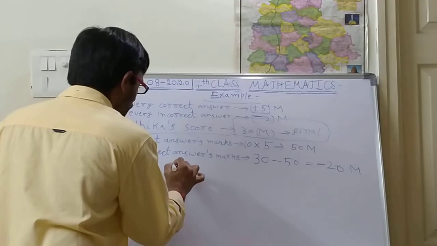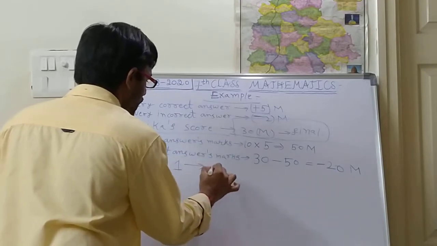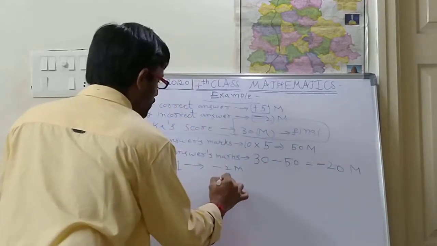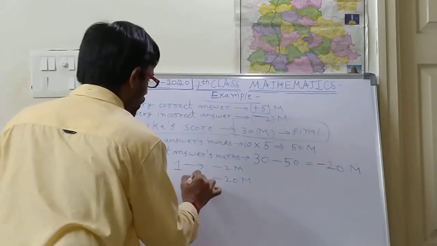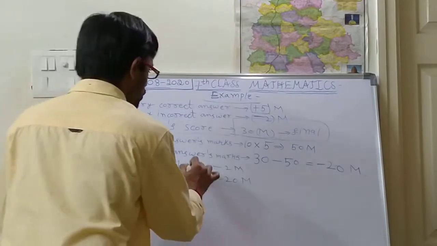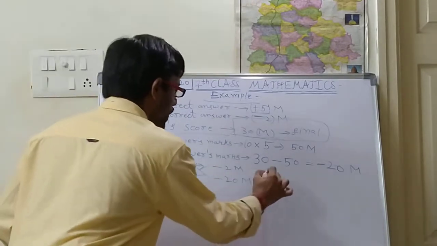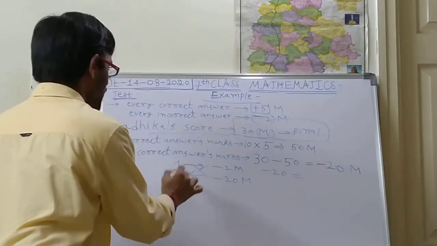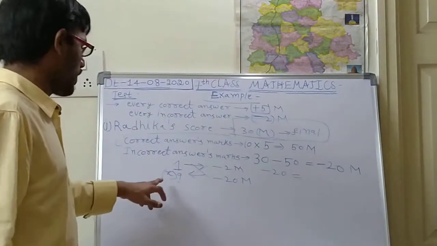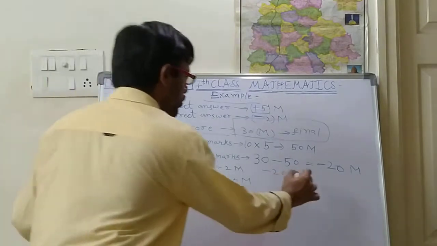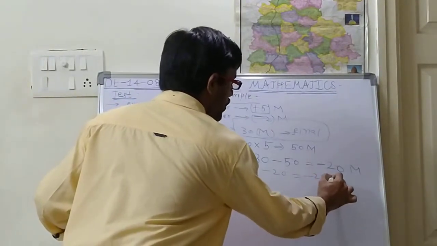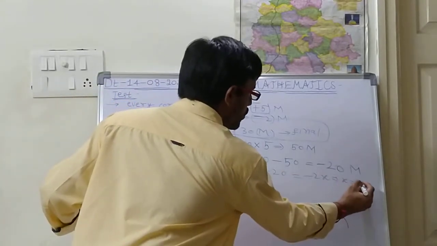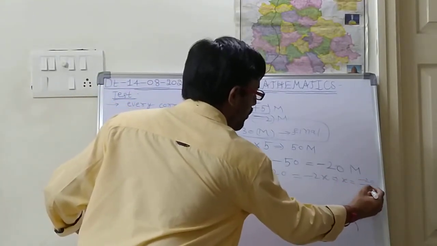So again you have to take the unitary method. For one incorrect answer, minus 2 marks. So minus 20 marks means how many incorrect answers will be there? We have to find that. So cross multiplication: 1 into minus 20, minus 20 is equal to, consider this as x, which we don't know, x into minus 2, minus 2x. So minus 2 you should send to this side. So x is equal to minus 20 by minus 2.